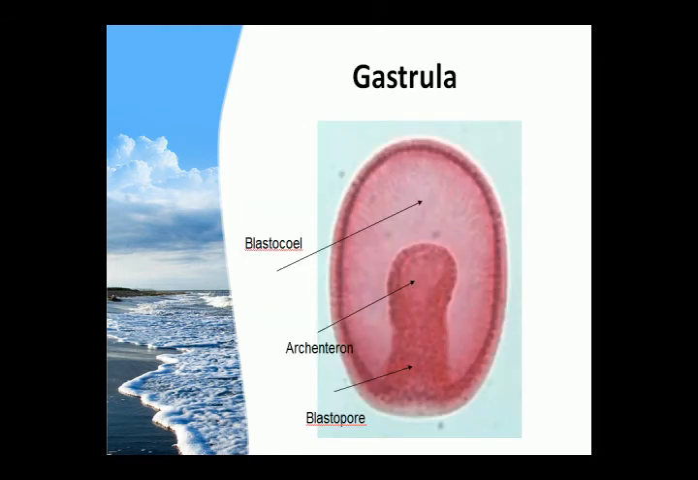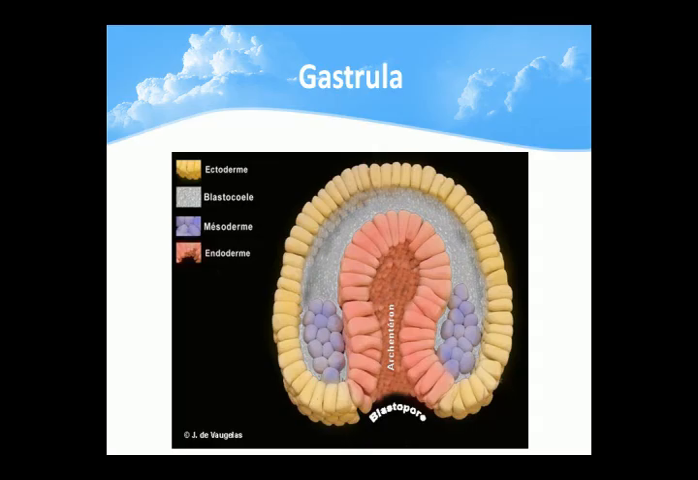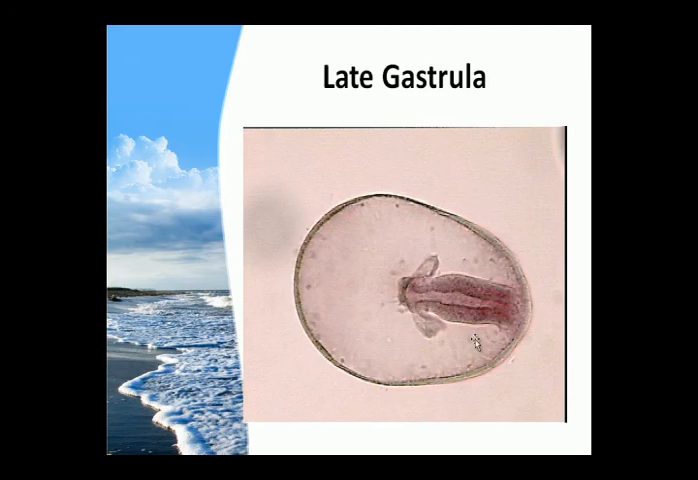Here is a more advanced gastrula, and you can actually see the archenteron has started to move in. The late gastrula, at this point, will pick up some mesoderm, and these will start becoming accessory organs to the GI tract as it moves through.